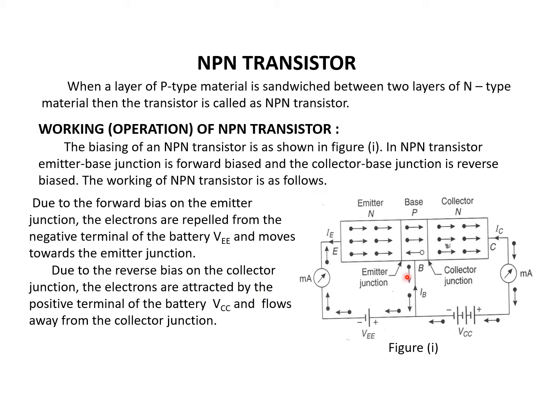And due to the reverse bias on the collector diode, the electrons are attracted towards the positive of the battery and they move away from the collector junction. Here the current flow is shown like this. This represents the conventional current flow. The conventional current flow is due to positive charge carriers. In general, in any electrical circuit, the current flow direction mentions the conventional current flow only, but here we are discussing the electron flow. But actually, current is nothing but the flow of electrons.